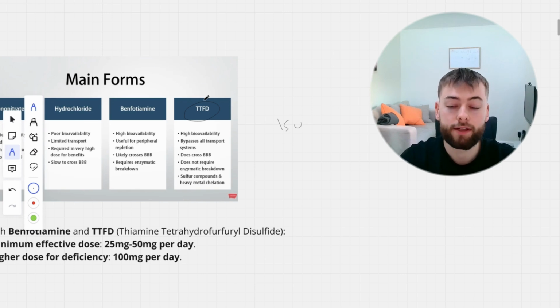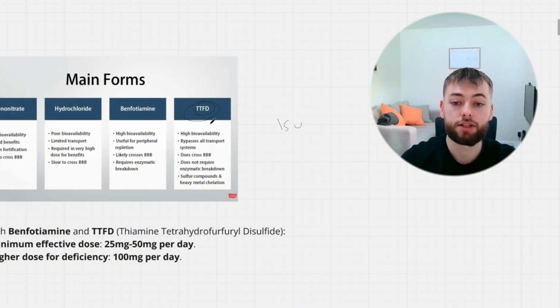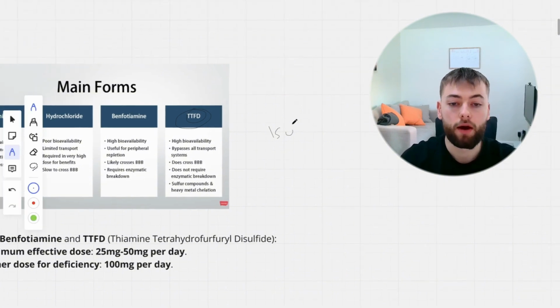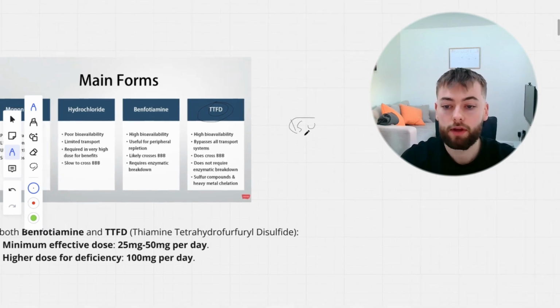I'm now currently experimenting with TTFD as well. That's because I think benfotiamine was effective. I think, let's go to the even better one. TTFD can have even better bioavailability. It can actually cross the blood-brain barrier, which is more effective when we're talking about gut issues and the vagus nerve.